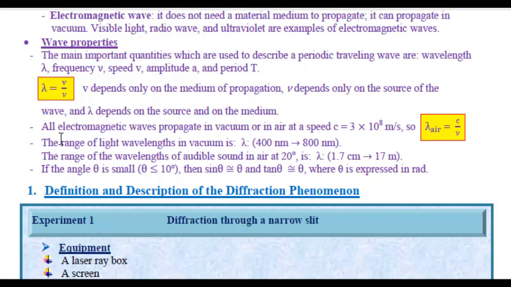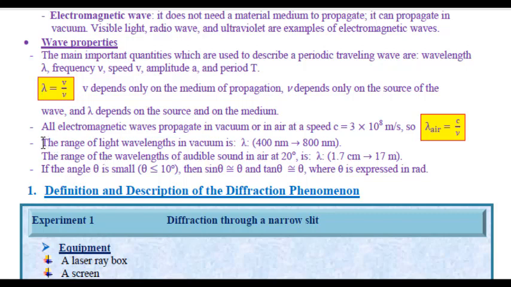on the medium. All electromagnetic waves propagate in vacuum or in air at a speed c equals 3 times 10 to the 8 meters per second. So lambda in air equals c over frequency. Keep in mind also that the frequency doesn't change when propagating from one medium to another medium.